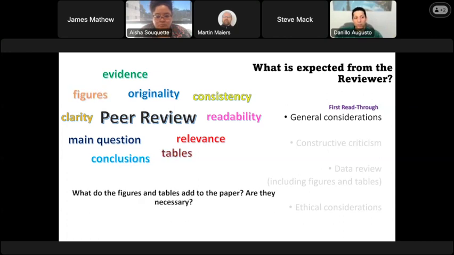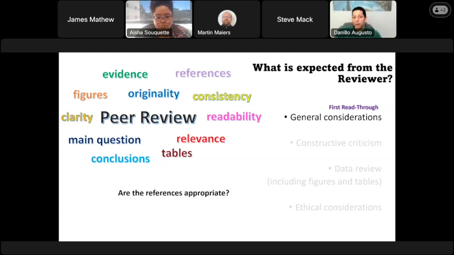Another aspect would be figures and tables. Are they really adding something to this paper? Are they necessary? Sometimes some figures are there, but they do not need to be there. Or sometimes they are there, but more items, more details are needed for those figures or those tables. So when you looked at the paper the first time that you read it, did the figures and tables help you to understand the paper? And did you think that those tables and figures were appropriate for the paper?